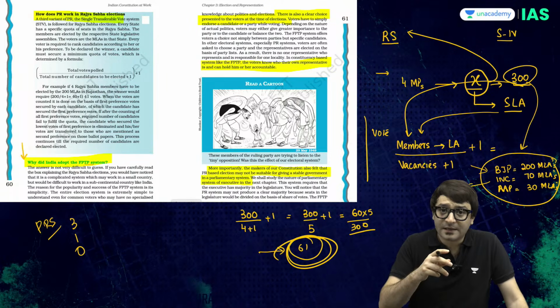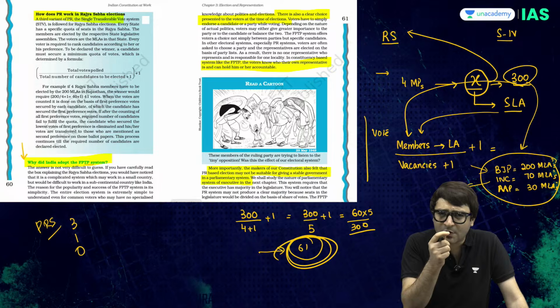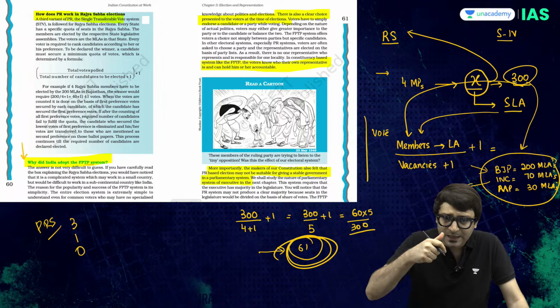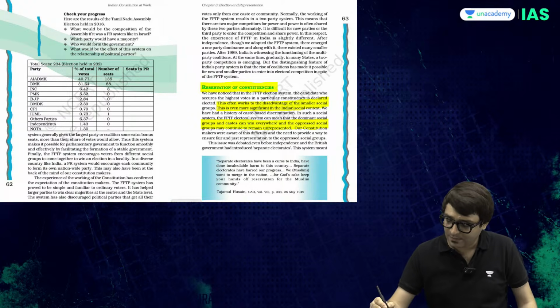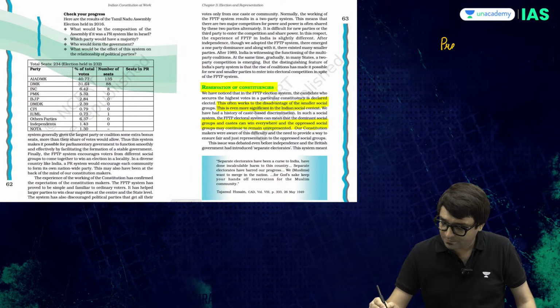But there is, I told you, a complex variation of proportional representation system in India. And that is something that we call preference.